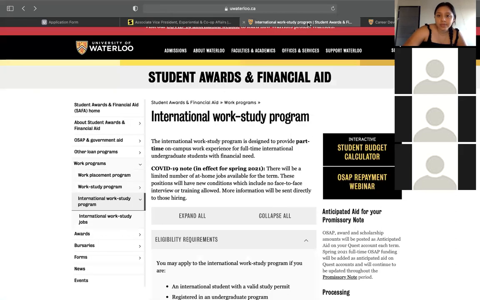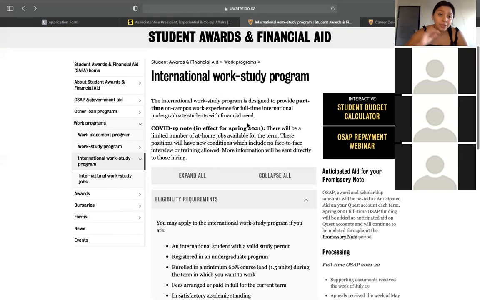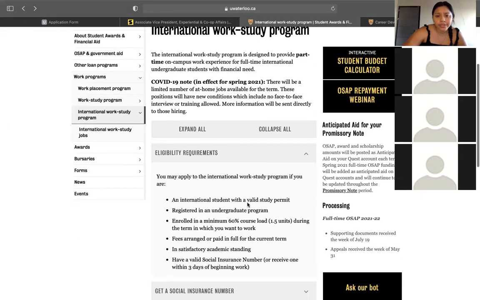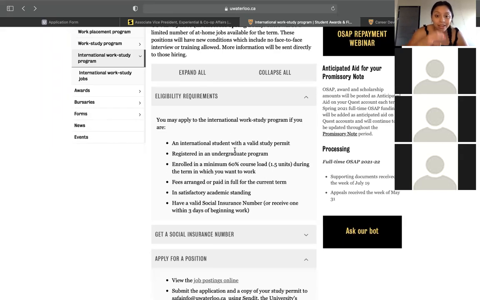Okay, and then the last one, because I do have access to Waterloo Works, but because I'm not a student, I don't have all the options that a student has. But this one is the International Work Study Program. So this one is the one that's really cool. I've applied through it so many times when I was in university. So the eligibility requirements are really easy, not really anything out of this world.